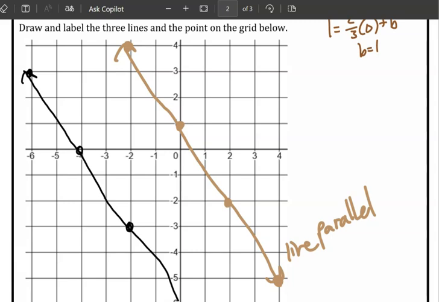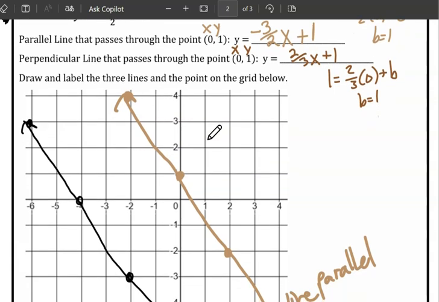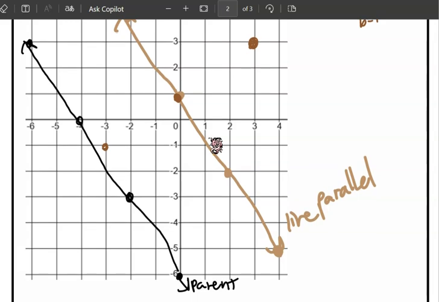And we'll call that line parallel. And let's plot the perpendicular line. The y-intercept is 1 again, and our slope is positive this time. Rise 2, run 3. Okay, we can't go any more in this direction, so let's go back to the starting point, go down 2, left 3. Down 2, left 3. And connect those. And we'll call that one perpendicular line.